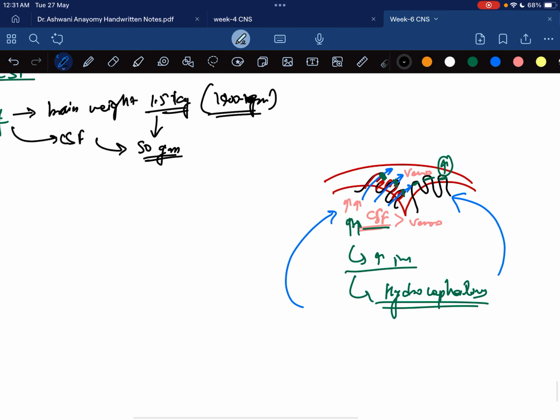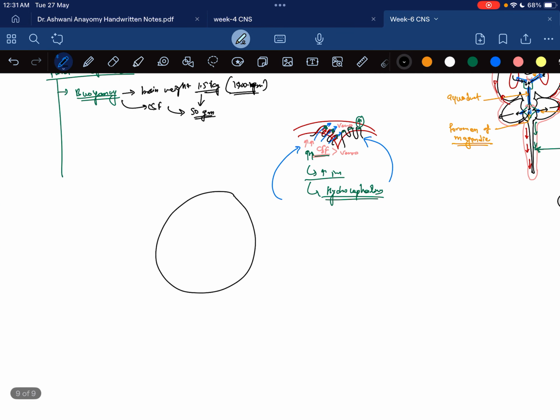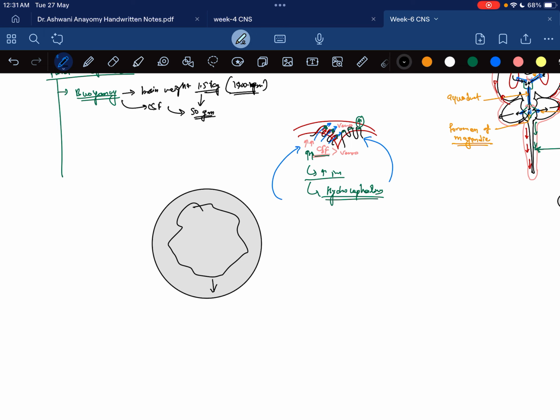When we look at the cranium, just imagine this is a cranium, and in the cranium here is the brain. Due to the CSF, the whole brain weight does not lie on the surface of the cranial base. So this fluid helps this weight be 15 grams. Due to this fluid, the weight of 1400 grams converts into 15 grams. So it helps with buoyancy. There is no pressure on the base.